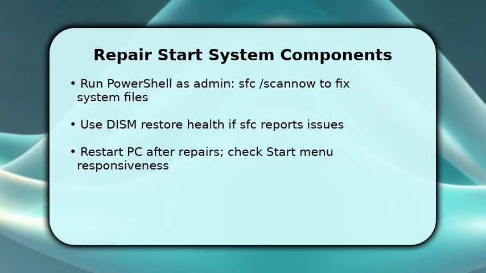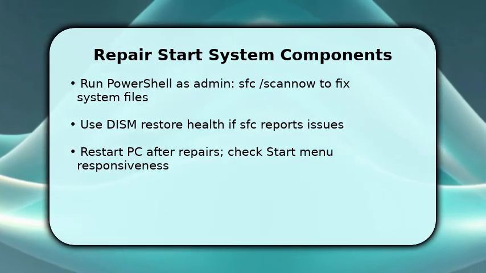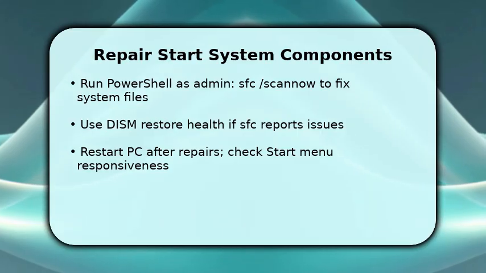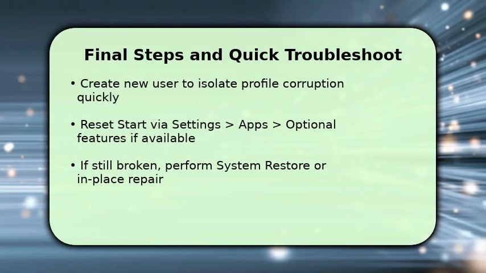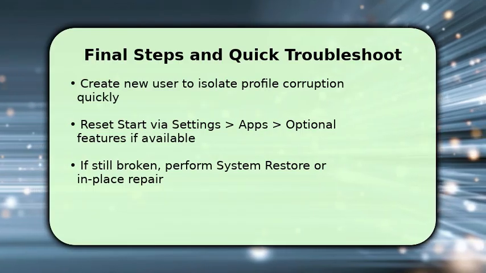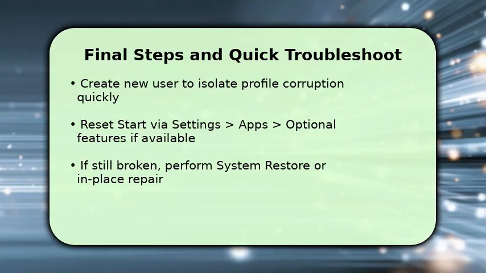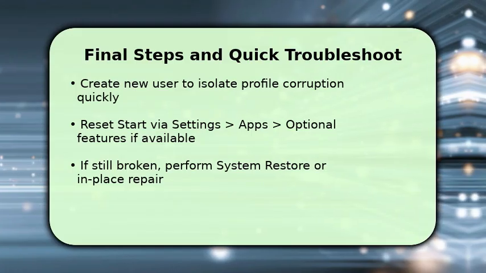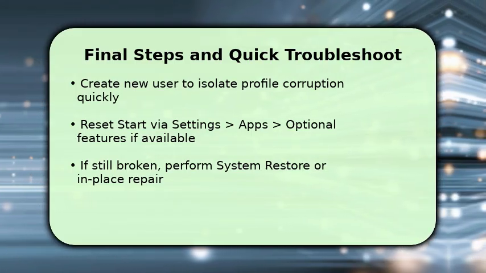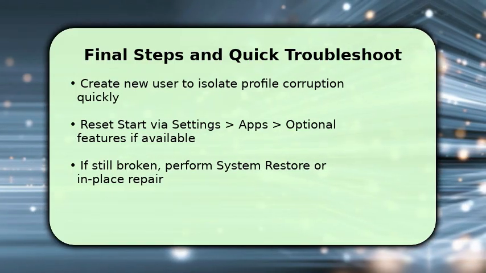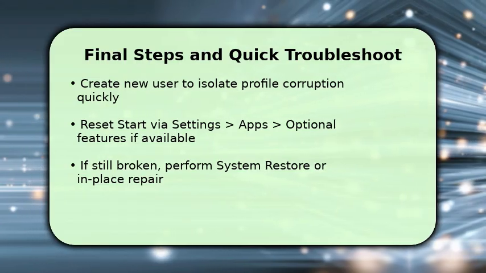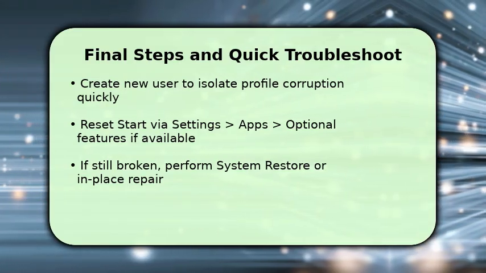To finish, isolate profile problems by creating a new local user and signing in. If the Start menu works there, your original profile is corrupted. If profile isn't the issue, reset Start-related optional features or settings using Settings apps and re-register Start components with PowerShell commands if needed. Make sure to back up key files before deeper fixes.